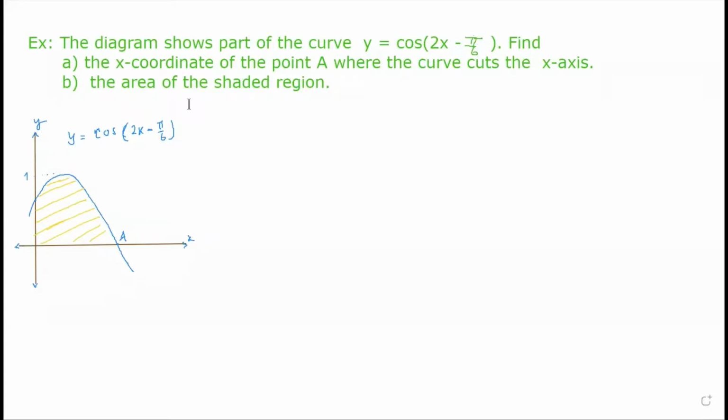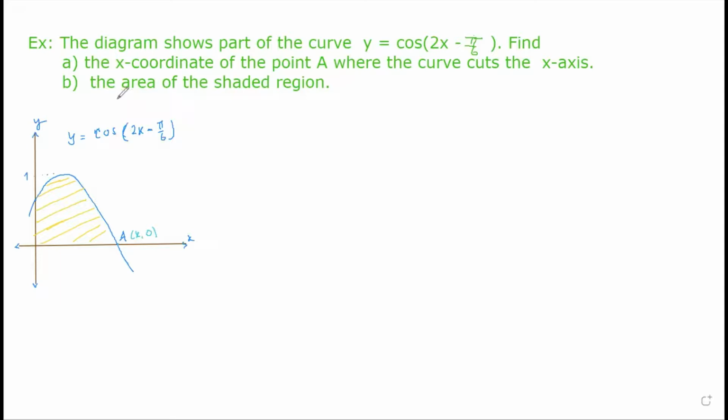Next example. The question says the diagram shows part of the curve y equal to cosine of 2x minus pi over 6. Find question A, the x coordinate of the point A. That means this point where the curve cuts the x-axis. The y coordinate of this point is 0, and the x coordinate is unknown, we have to find it.